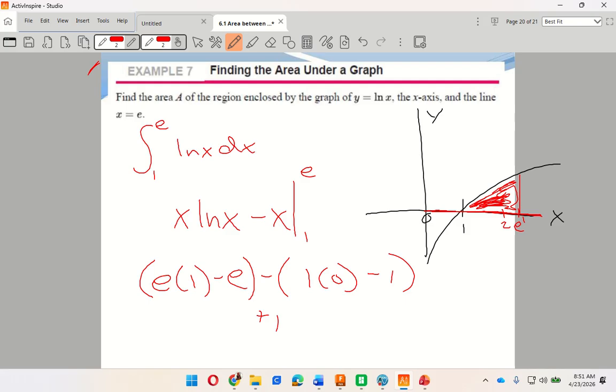All of that just to get 1. 1 is the loneliest number there could ever be.